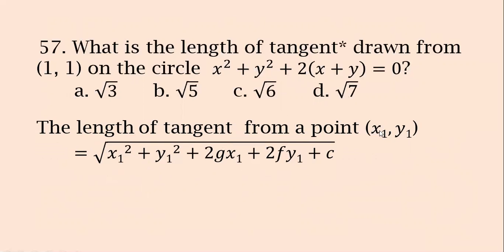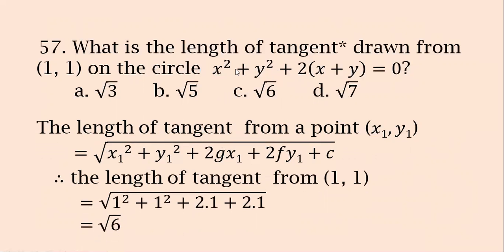If we put 1, 1 in place of x1, y1 in this circle, we get the length, which is 1 square plus 1 square plus 2 into 1, that is, in place of x it is x1, in place of y it is y1. Thereby we get 1 square plus 1 square, 2 into 1, 2 into 1, so 2 into 2 plus 2, 4, 5, 6, root over 6. So this is the length. We need to memorize this formula: the length of a tangent from a point outside the circle.